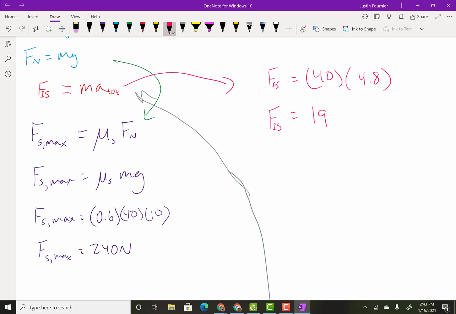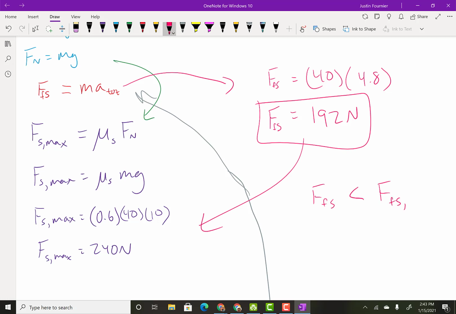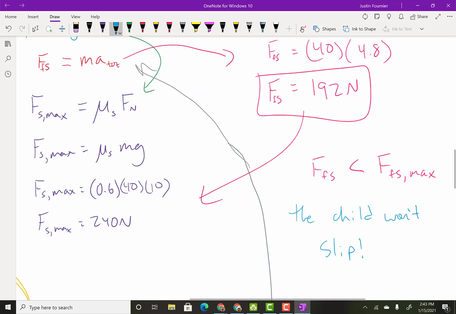192 newtons, which is smaller than FFS max. So this force that I got is smaller than FFS max, and that basically means the child is not going to slip. If it was bigger, then it would have overcome the static friction force and the child would have slipped. How are you going to set up a problem like this and not throw the child off the merry-go-round? That's silly. But yeah, anyway, that's the solution to that.